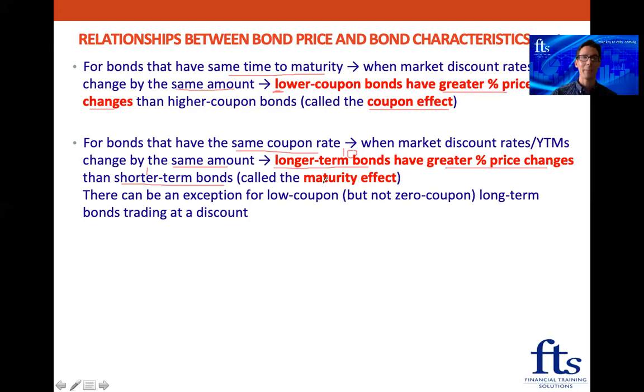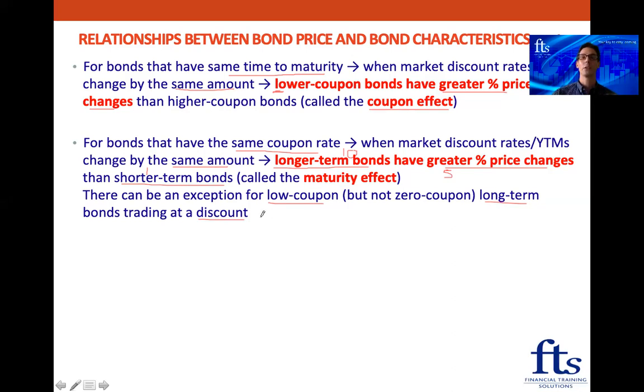So unfortunately, there is an exception over here. There can be an exception for low coupon, but not zero coupon bonds, for low coupon long-term bonds that are trading at a discount. So in this situation, if we've got a long-term low coupon bond that's at a discount, it could actually change by a smaller amount. Let's put an S there, and that's going to be the exception. The exception is that this bond trading at a discount, and with a low coupon, could actually change by a smaller amount when yields change. But it is an exception.